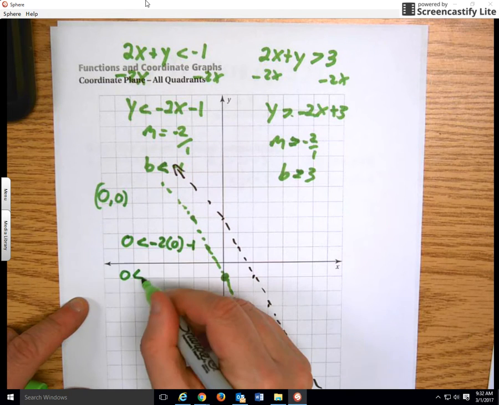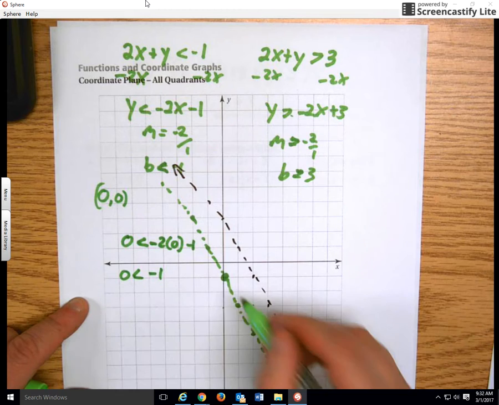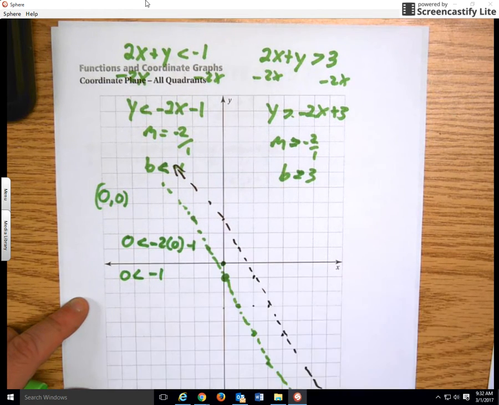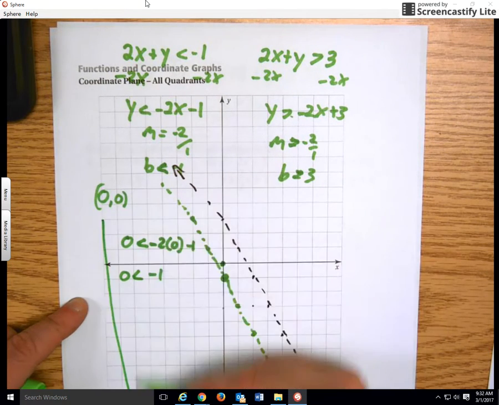So is 0 less than -1? No, that's false. So this 0, 0 is false. So I would shade in the other side. Because this side's not true, I would shade in the other side, so the downside would get shaded.